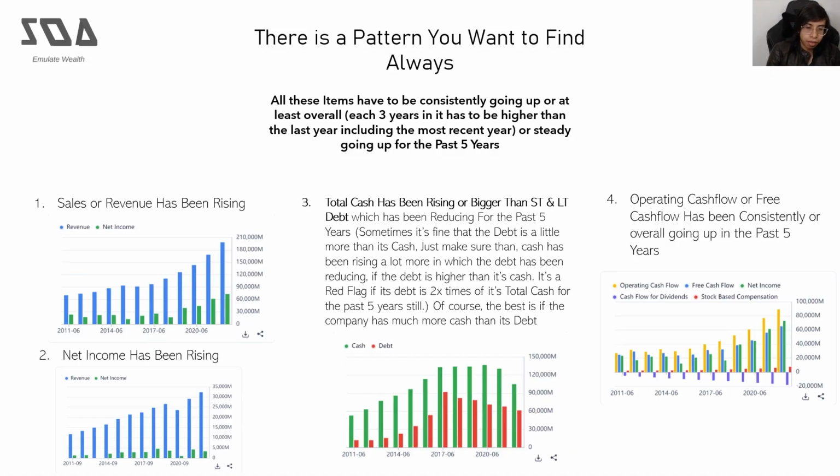Now, of course, the best is if the company has much more cash than its debt and it's consistently going up while debt has been coming down, right? This is a great example. Cash is more than its debt. Sure, its cash has been reducing a little bit, but its debt is a lot less than its cash.